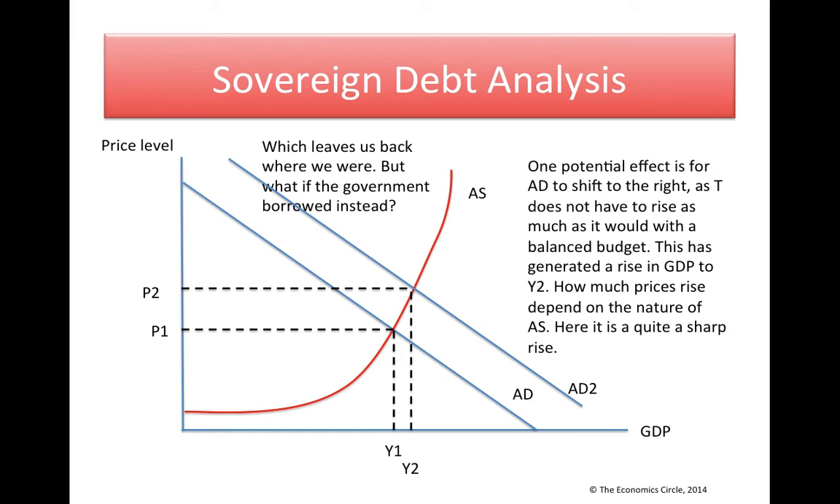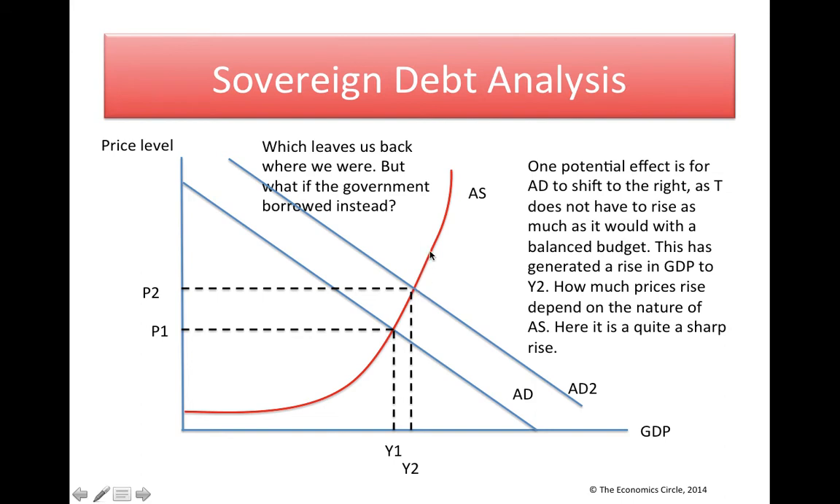Well, one potential effect is for AD to shift to the right, but because taxation doesn't have to rise as much as it would with a balanced budget, this could cause an increase in economic growth from Y1 to Y2, with a concurrent increase in prices from P1 to P2. But how much prices rise, this is always a question when you start AD shifting to the right, depends on the nature of the supply curve.